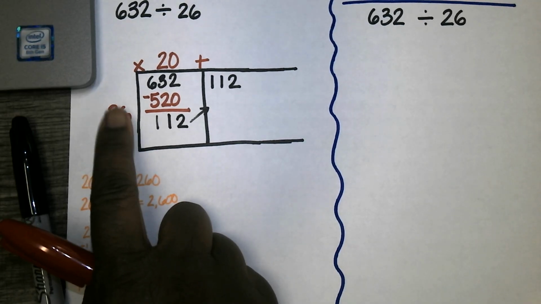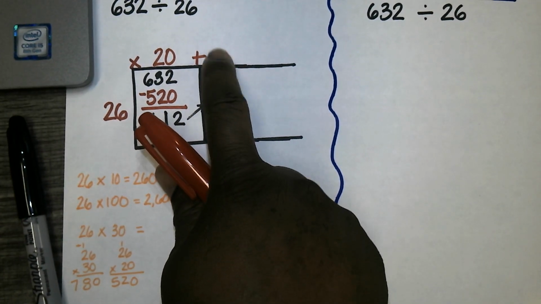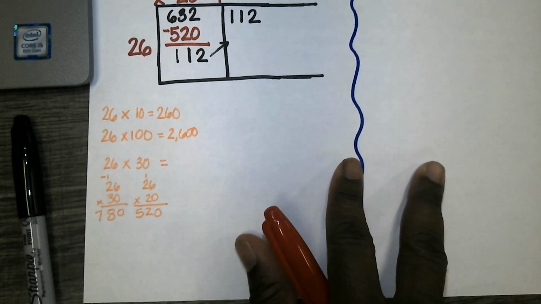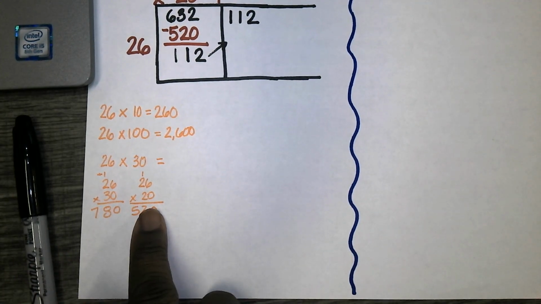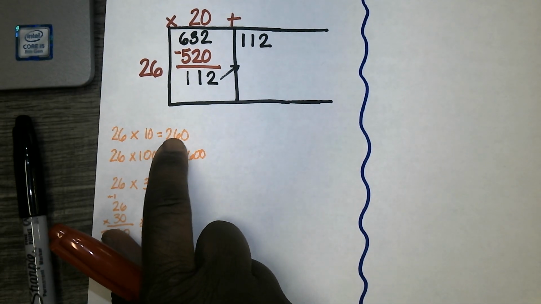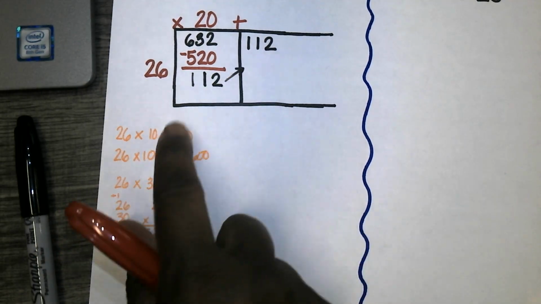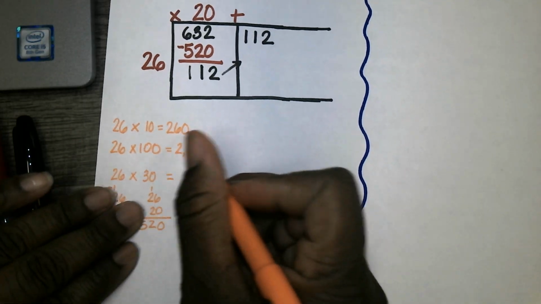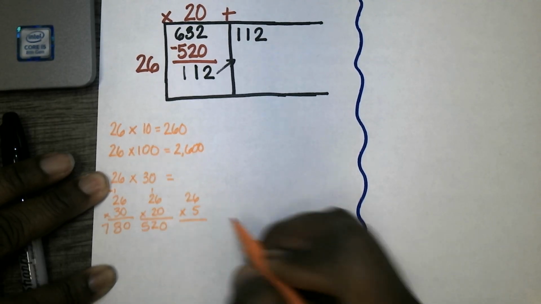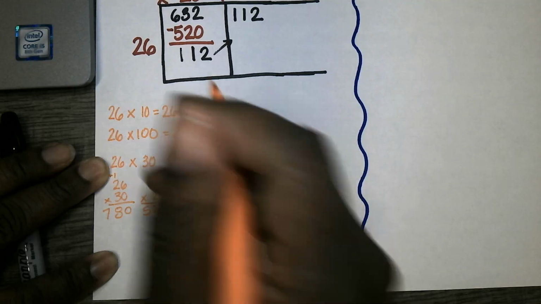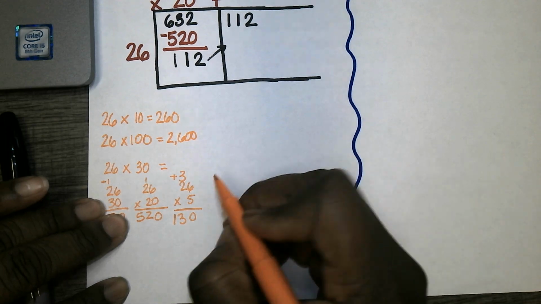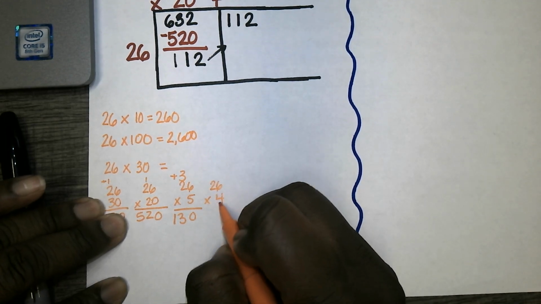So now going back here, 26 times what number gives me something close to 112, if not equal to it. I'm looking at what I have here. I know I can't use 20 because that's way too much. 26 times 10 is 260. That's too high. So let's split that in half. I'm going to do 26 times 5. Let's see what that comes up with. So 26 times 5 is 130. I'm getting there. I just got to keep going down.